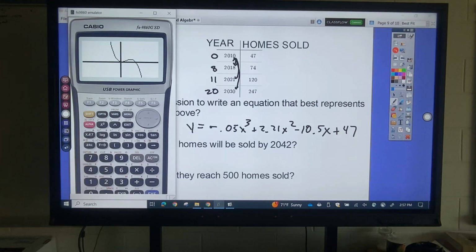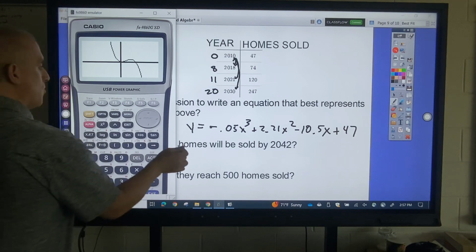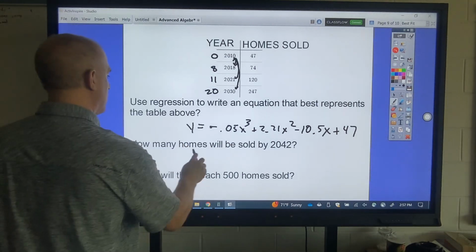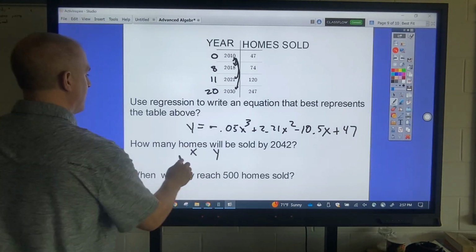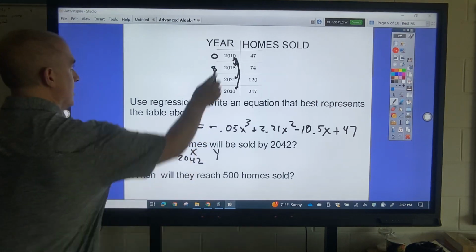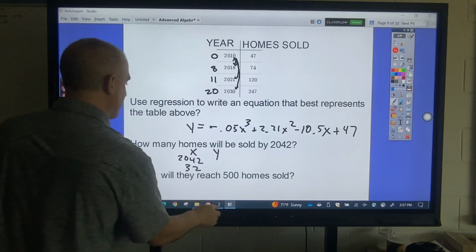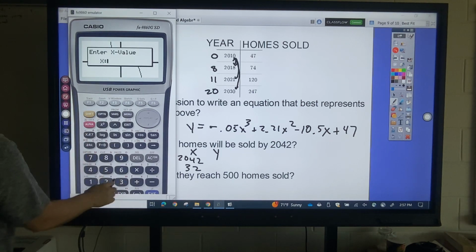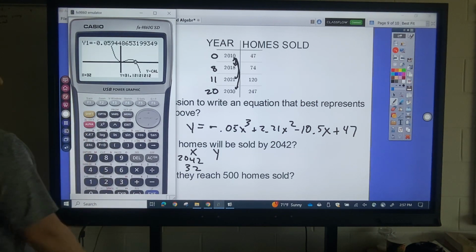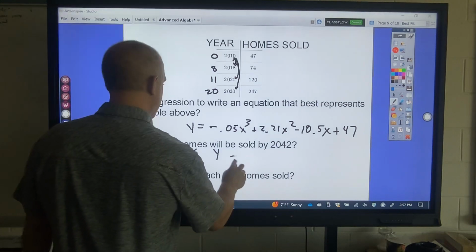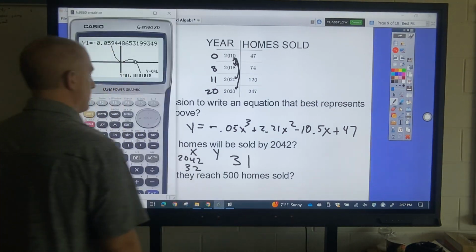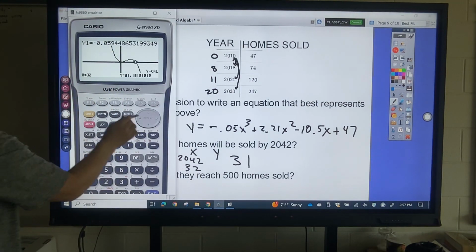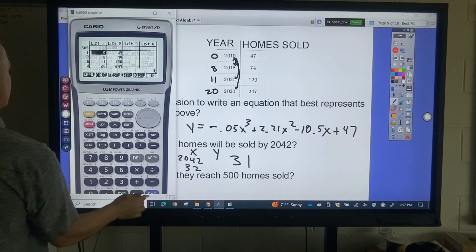How many homes will be sold by 2040? Well, 2042 would be right here. That'd be a difference of 32. So I'm going to do a Y calculation there. Put in 32. So this person dipped at 31. Make sure my thing is right.